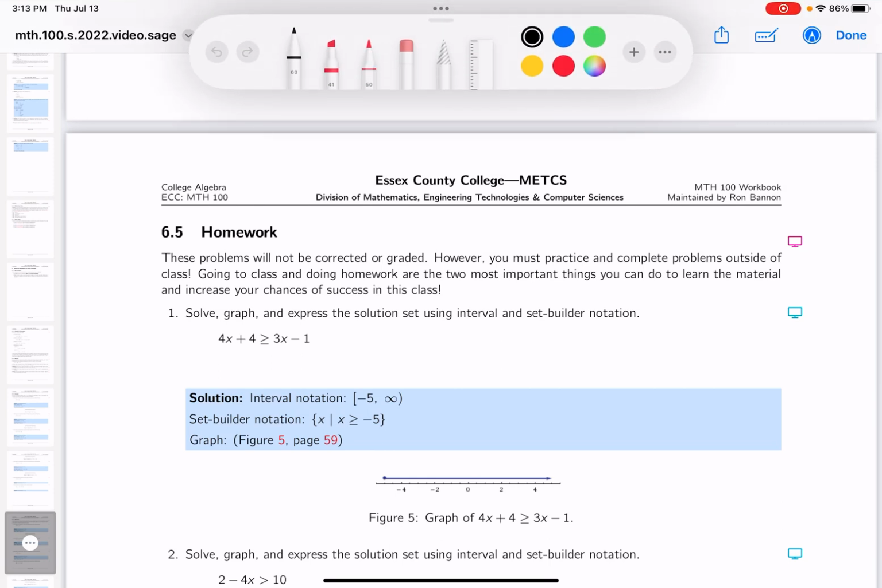Okay, 6.5, the homework, problem number 1. Let's take a look at it. The first thing I'd recommend to do is get the variable term on one side, then working in the constant on the other side. So let's go for that.